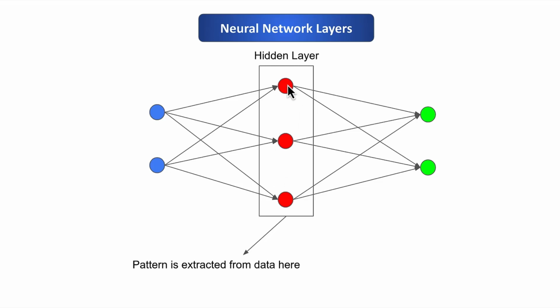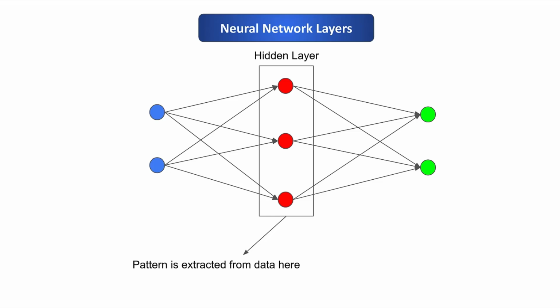And right now in this hidden layer there are three neurons, but it can have any number of neurons. And similarly, as it's a very simple neural network structure, it contains a single hidden layer, but there can be multiple hidden layers inside a single neural network. Like here, after this hidden layer there can be one more hidden layer, and the neurons of this hidden layer will be connected to the neurons of that hidden layer, and so on. So inside a neural network, the pattern is extracted at the hidden layer, and there can be multiple hidden layers inside a single neural network.